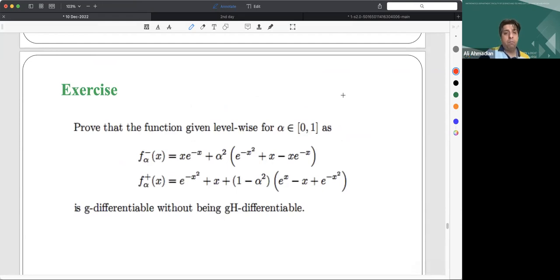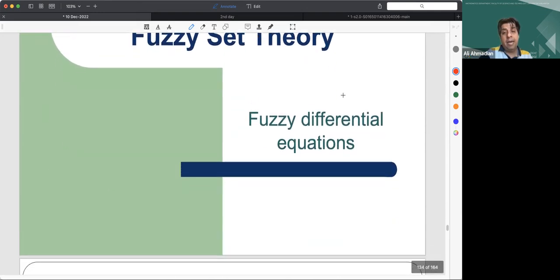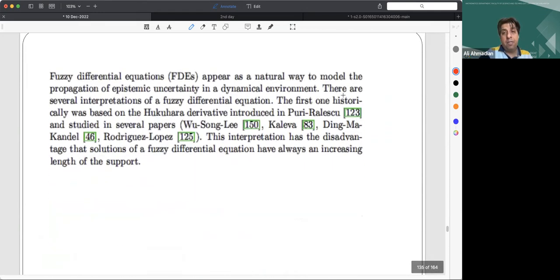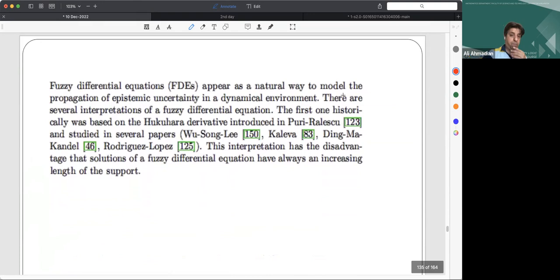So I ask you to prove that it is generalized differentiable, but it's not generalized Hukuhara differentiable. So I pass here and we go through the fuzzy differential equations.